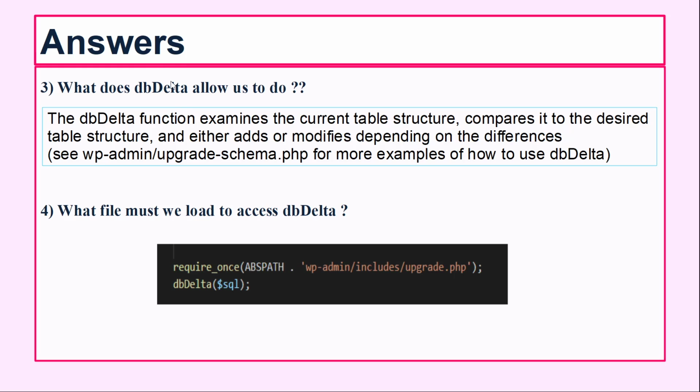But what do we need to access to get this? Well, we need to use require_once and then access this upgrade.php file.